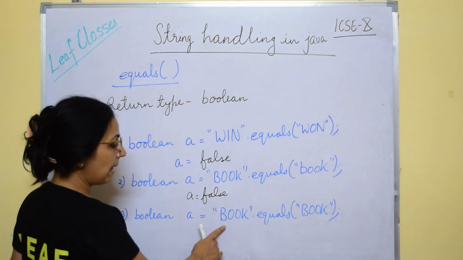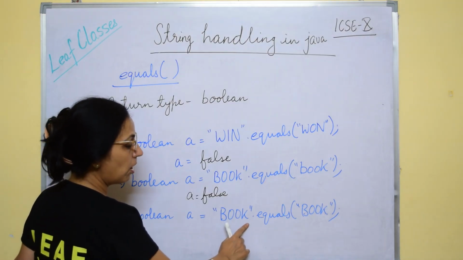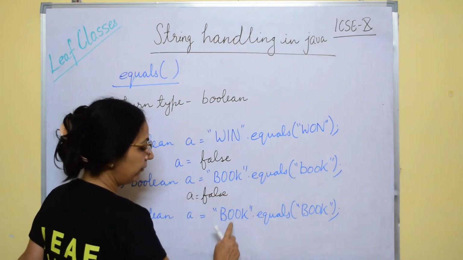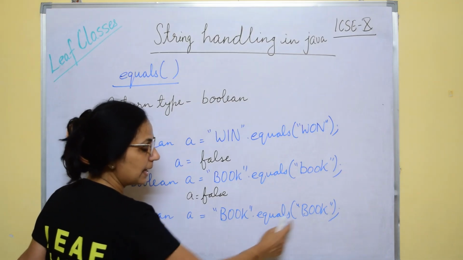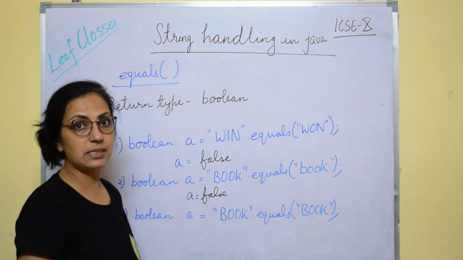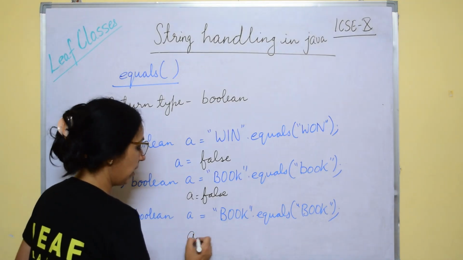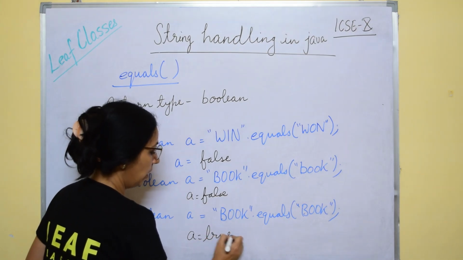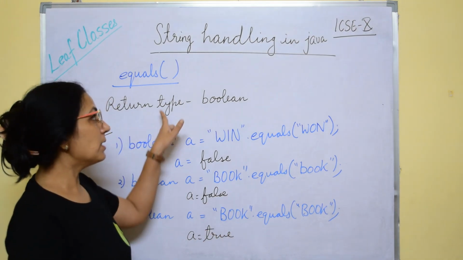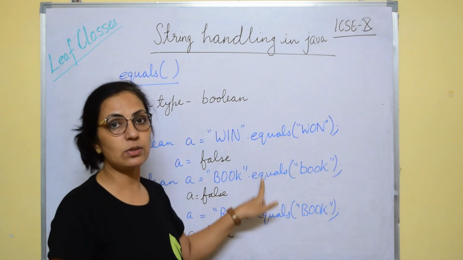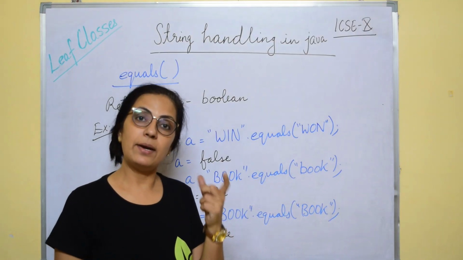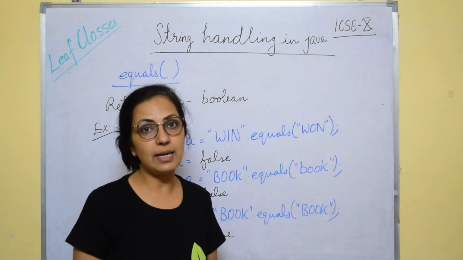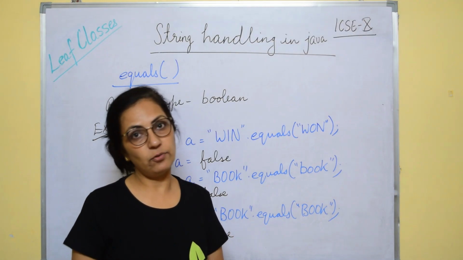And the next example, B-O-O-K, book dot equals book. If you check, the first string and the second string are exactly the same. So the answer here will be true, right? So the equals function compares two strings for equality and returns true if they are exactly identical, otherwise false.